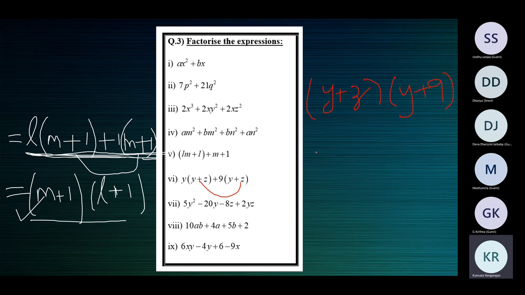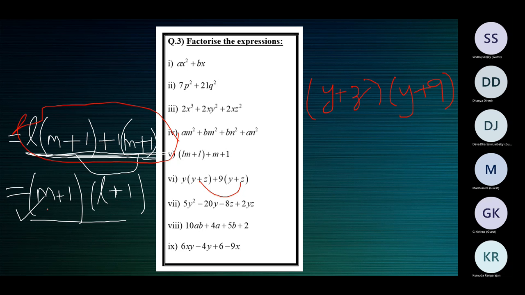It's like they've given us this step. This step is given to us. So what will we do after that? The two brackets have the same expression, M plus 1. So we write that once and then gather N plus 1. Similarly here, in the two brackets, we have Y plus Z. So write it out once and gather Y plus 9 in the other bracket, Y plus 9.